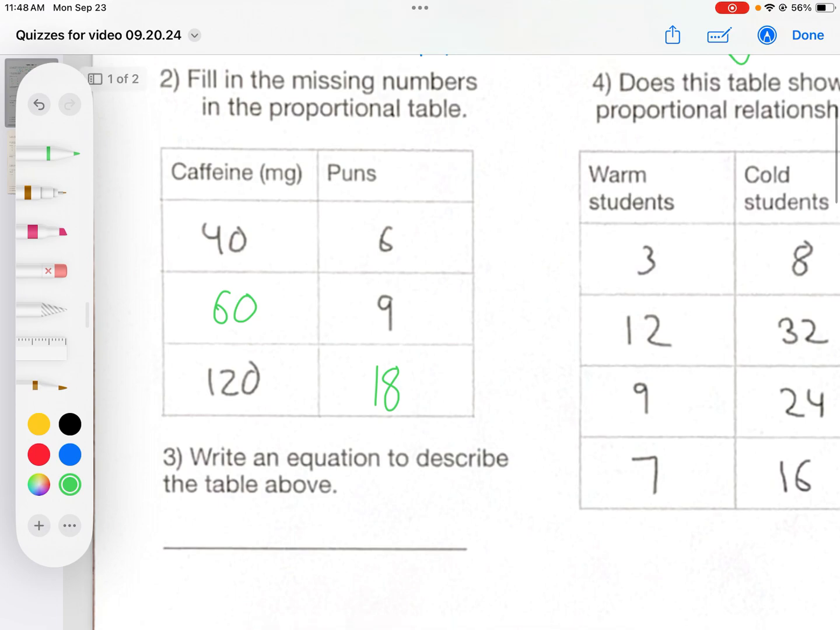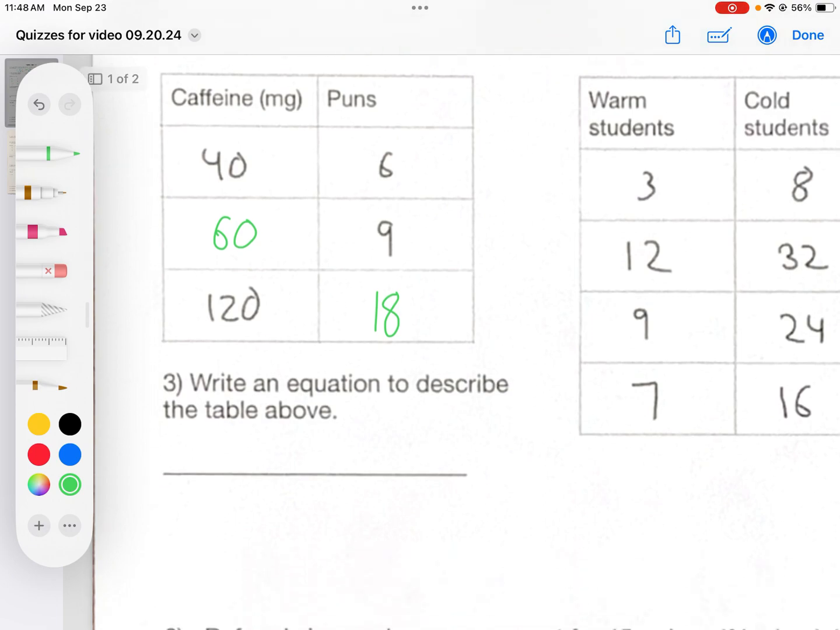And then number three, if we're writing an equation to describe this table, first thing I want to do is right divided by left. This is going to be that dependent variable equals the constant times the independent variable thing. First thing I want to do is find that constant. 6 divided by 40 equals 0.15. So my constant is 0.15.